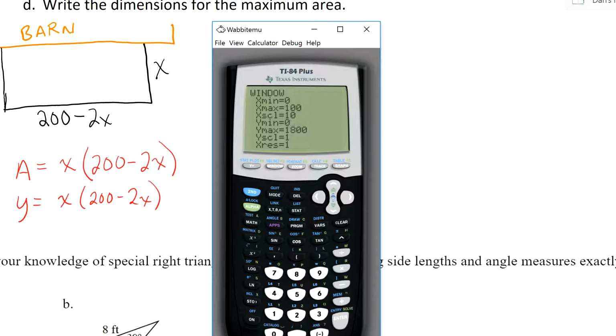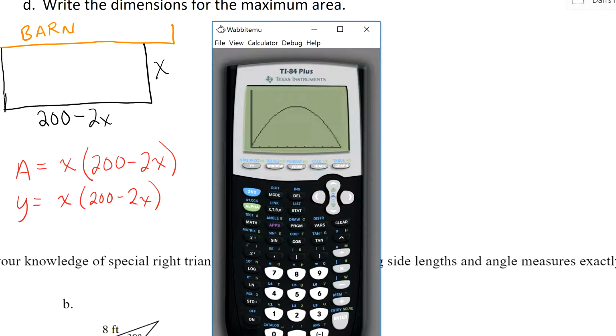Now your y min, this is the hardest side. Y is the area. So y min is the smallest area, which would be zero. I don't know the biggest area. Throw a number out there, a big number. 3,000. I'm going to go by hundreds then. So you can see that with 3,000, we get a parabola, but we still can't see the top of it. So let's make that number bigger. 7,000. That's better. I can see the top of it now.